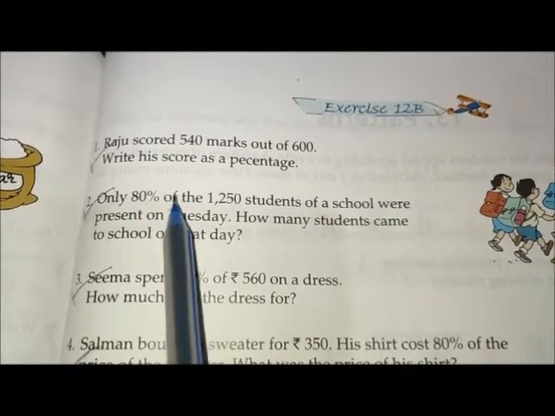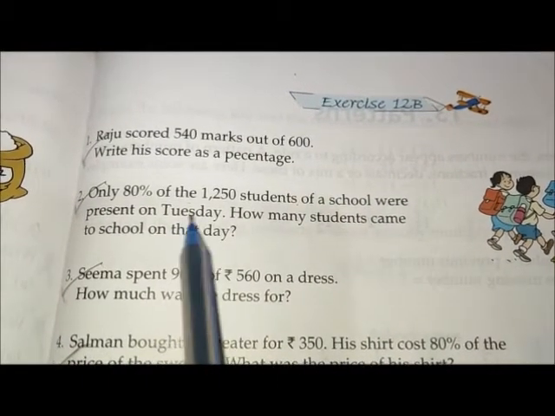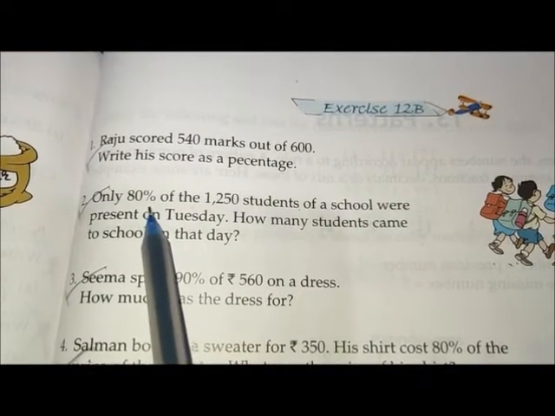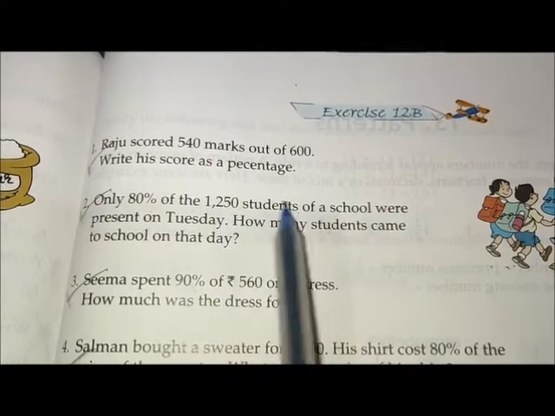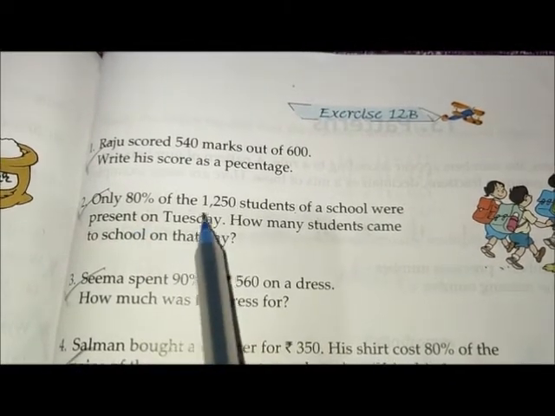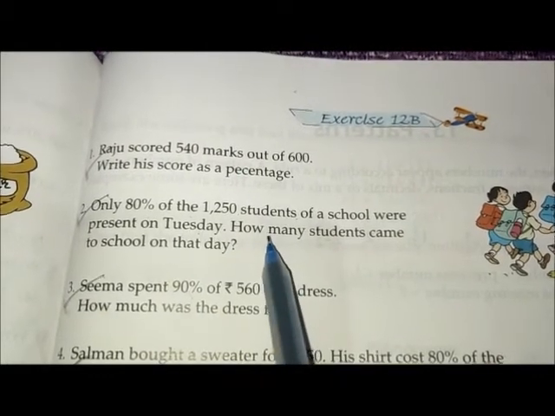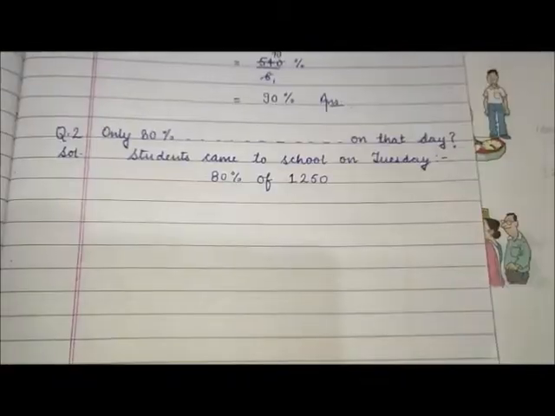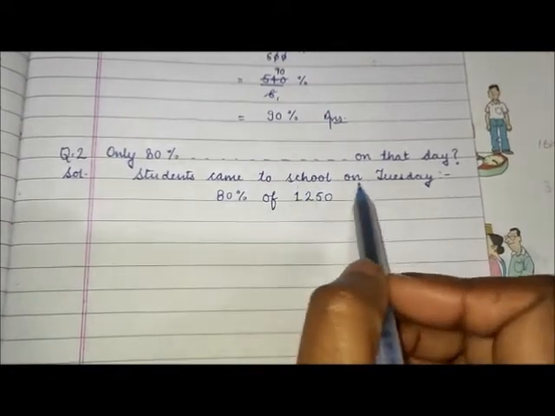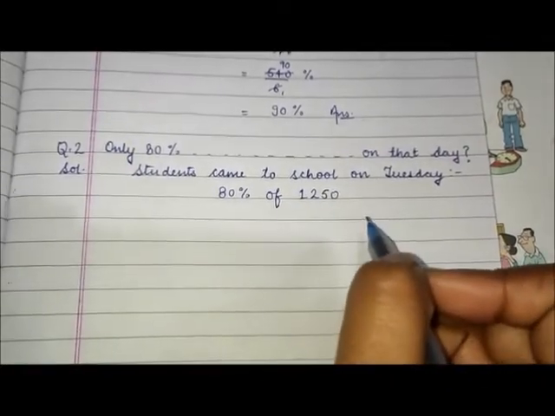Question number 2 is only 80% of the 1250 students of a school were present on Tuesday. How many students came to school on that day? So only 80% जो थे 1250 students of a school, किसी स्कूल के 1250 students कब प्रेजेंट थे? Tuesday को प्रेजेंट थे. So हमें यहाँ find करना है कि कितने students उस दिन गए थे school. So we are going to find 80% of 1250. So students came to school on Tuesday. हम Tuesday का find कर रहे हैं, कितने students आए थे. So हमें क्या find करना है, 80% of this number.